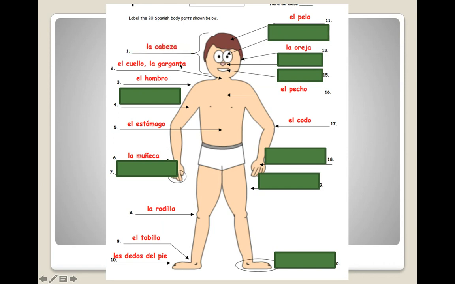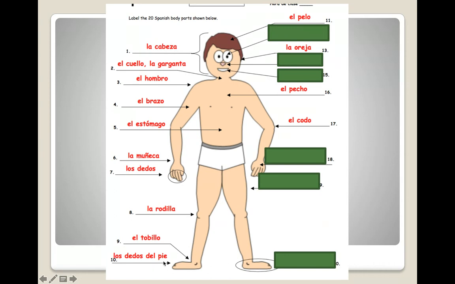Ok, número uno, en la cabeza, the head, ¿verdad? El cuello is the neck y la garganta is the throat. Número tres, el hombro is your shoulder. Y número cuatro, el brazo are arms. El verbo abrazar is to hug. And what do you hug with? Your arms. Brazo. Número 5, el estómago. Stomach. Número 6, la muñeca is your wrist y los dedos are your fingers. La rodilla, the knee. El tobillo, your ankle.